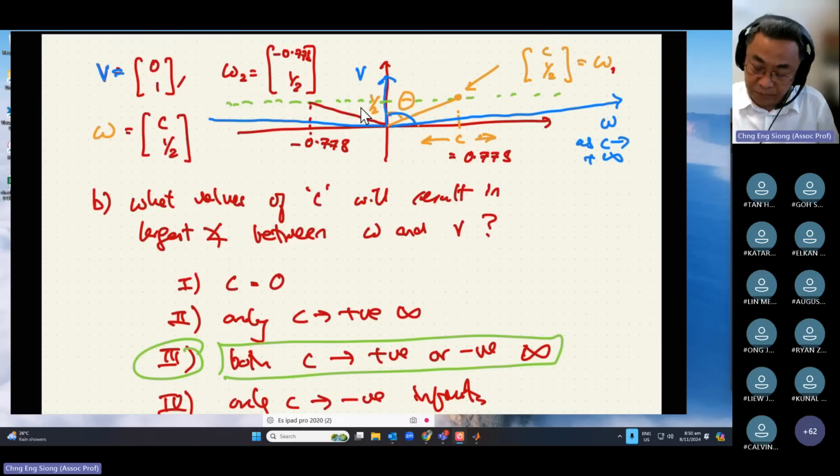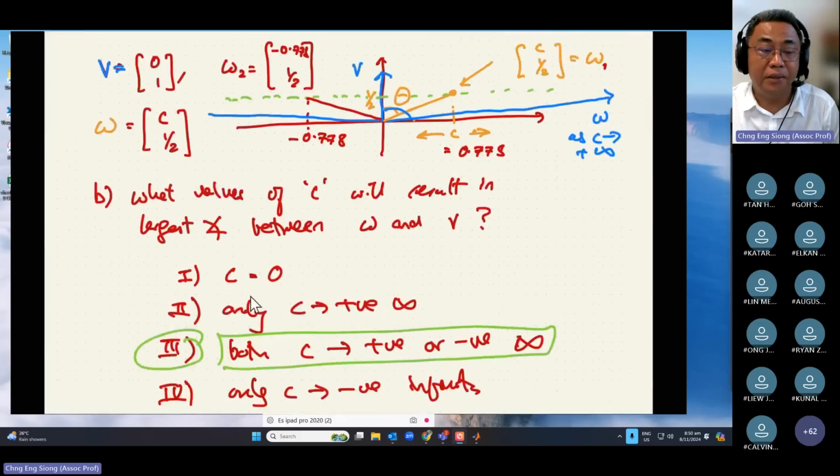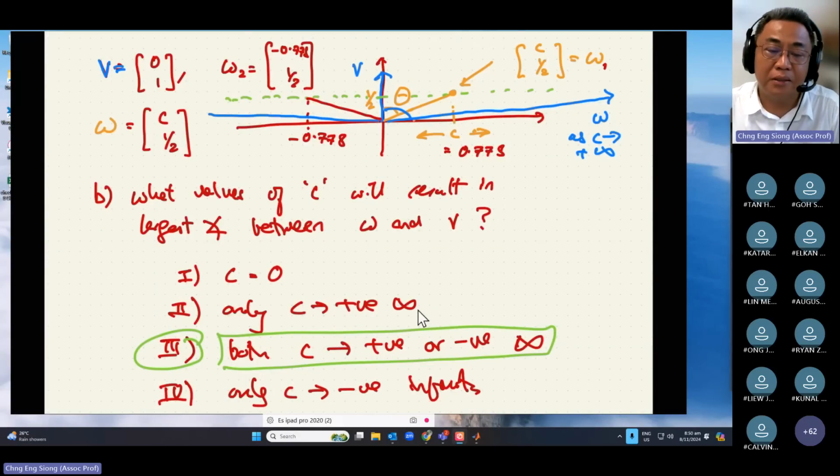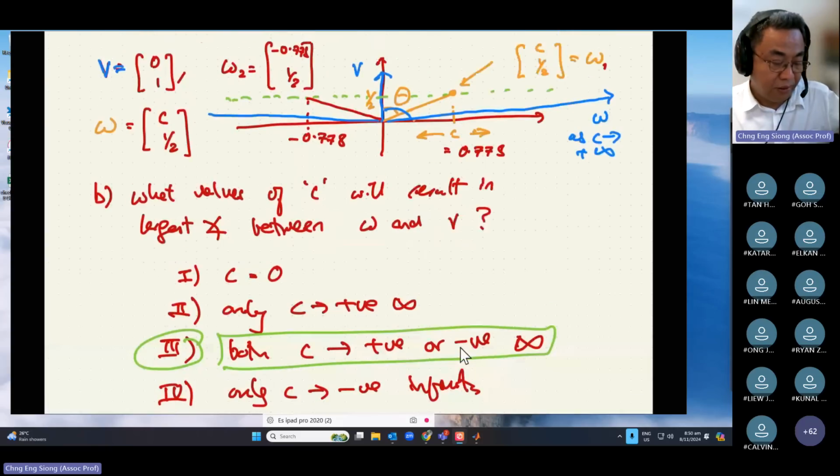All right, great. So this is tricky, right? The guy who thinks C equals 0, finish, they just type this. And the guy who thinks only positive infinity will also get the answer wrong. So there's only one right answer, because it's not only one; it can be both positive infinity and negative infinity. All right, I'm done with orthogonality.